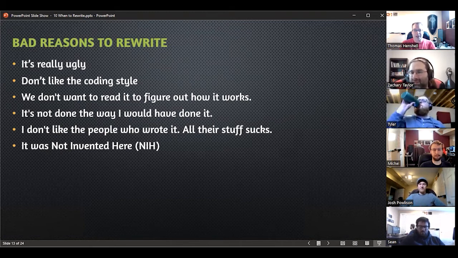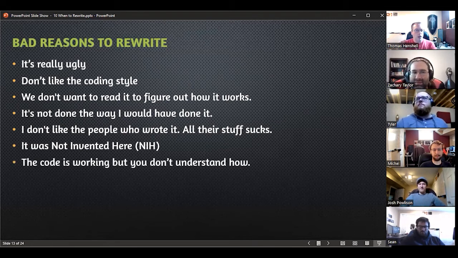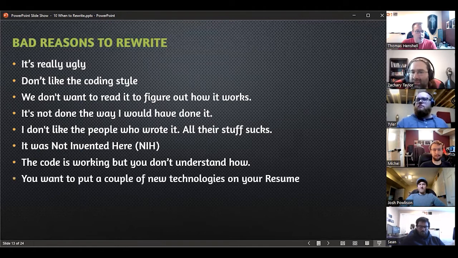So that's why programmers always invent rather than reuse what's already there. Business types are like, reuse all the time. Let's stop wasting time writing things that we can just grab and throw in. Okay. Bad reason to rewrite it: the code is working, but you don't understand how it's working. So it's doing its thing, but I don't really get it. So let's rewrite it. Again, that seeking of understanding is really what's behind these things.